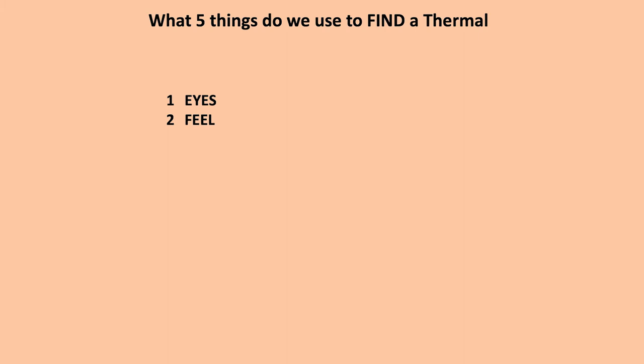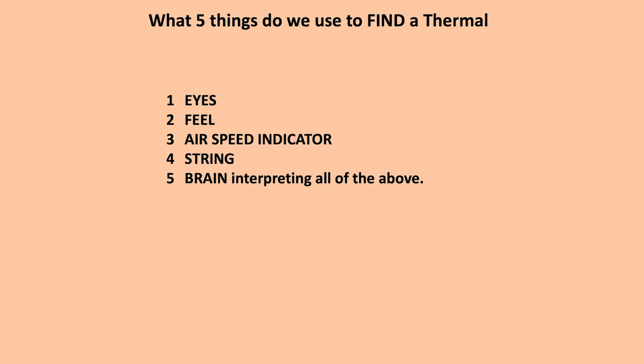The airspeed indicator on its gusts, because horizontal gusts only come from vertical movement of the air. The string. And finally, our brain interpreting all of the above. Please note that the vario is used to confirm that we have found a thermal. It's not used in reality for finding a thermal and coring on it.